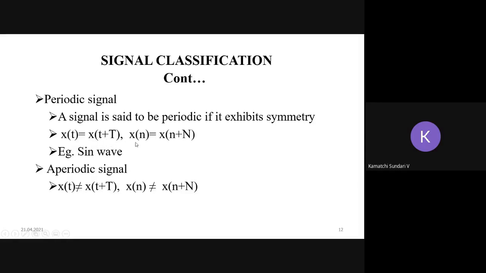And similarly here also x of n is equal to x of n plus capital N. And if a signal is not satisfying this condition, then we can say our signal is an aperiodic signal. So x of t is not equal to x of t plus T, and x of n is not equal to x of n plus N. That is, we cannot have the same signal in a different cycle. So under this scenario, we call that kind of signal an aperiodic signal.